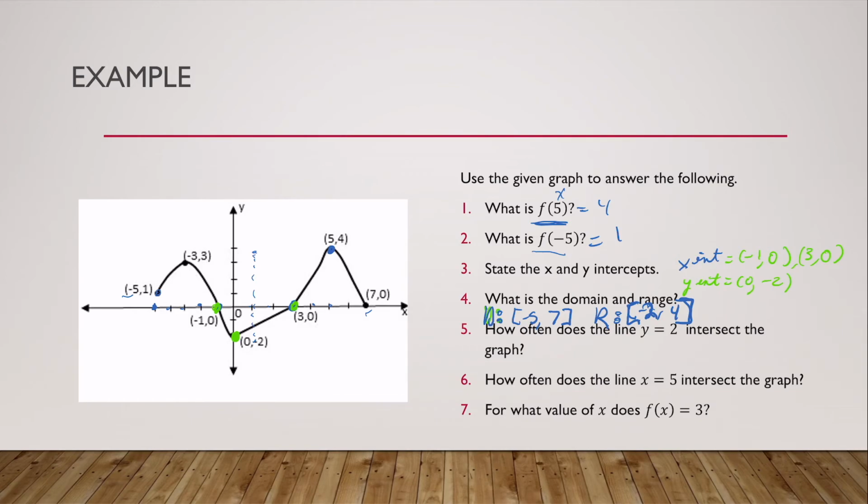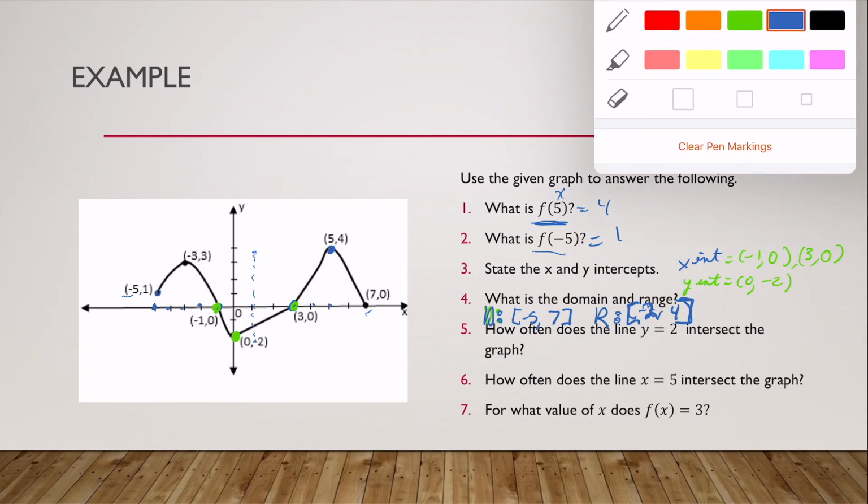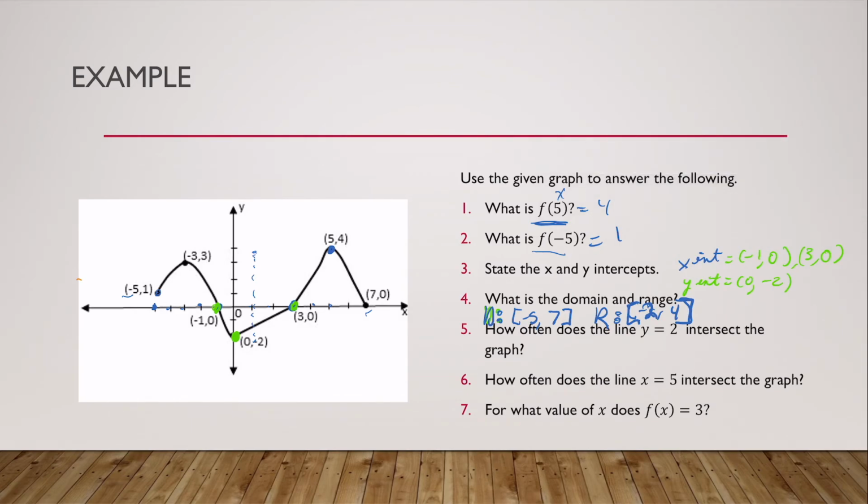Next, I want to know how often does the line y = 2 intersect our graph. Let's look at where y = 2. Okay, this is the line y = 2. Its graph is a horizontal line. It crosses the graph 1, 2, 3, 4 times. How often does the line x = 5 intersect the graph? Well, remember this is a function, so it should just be 1.